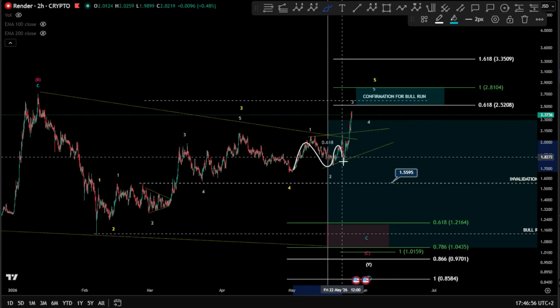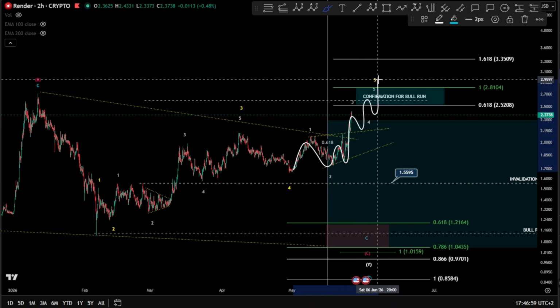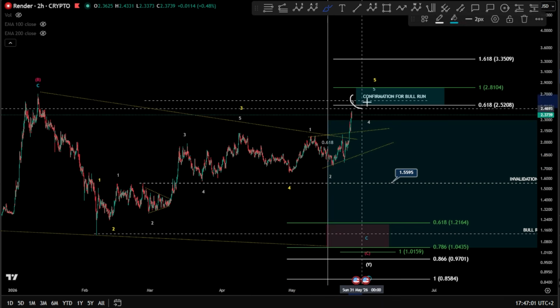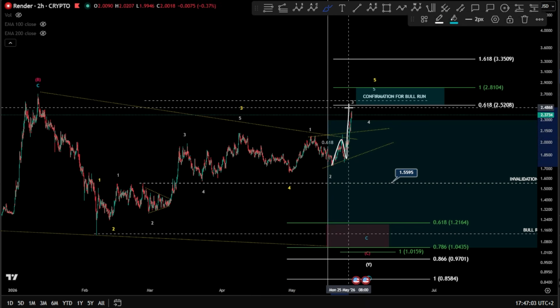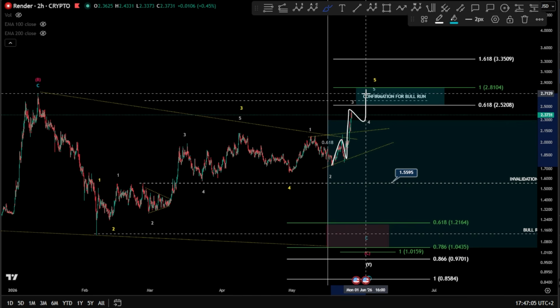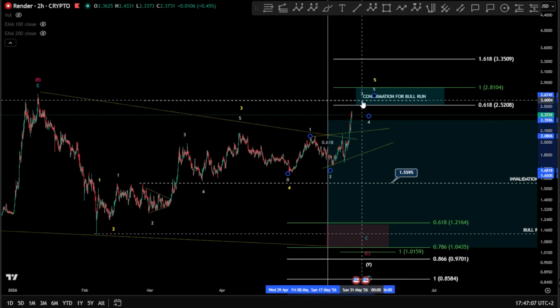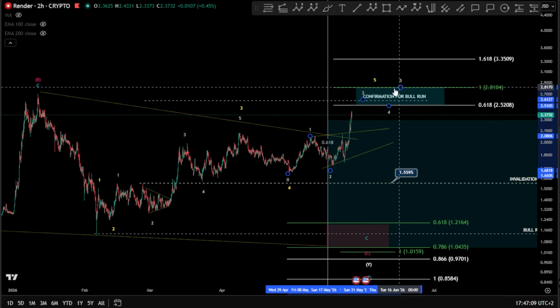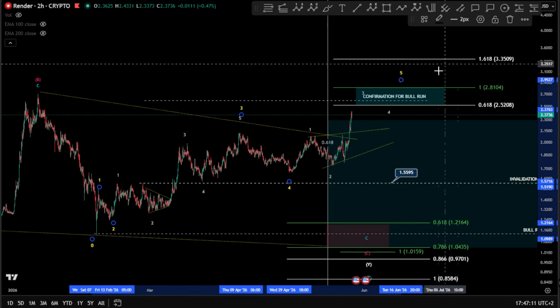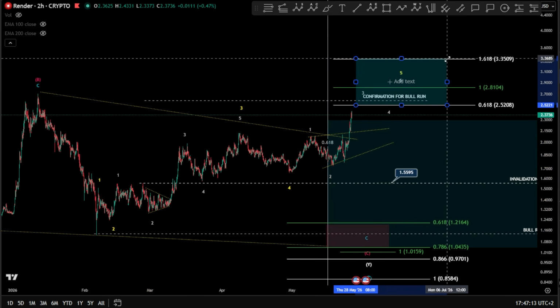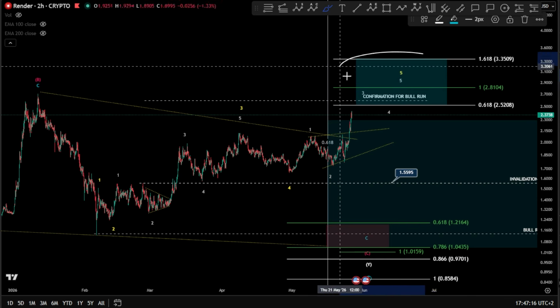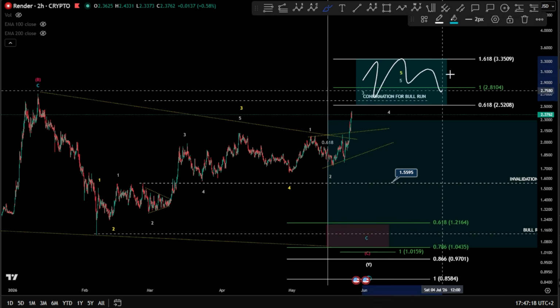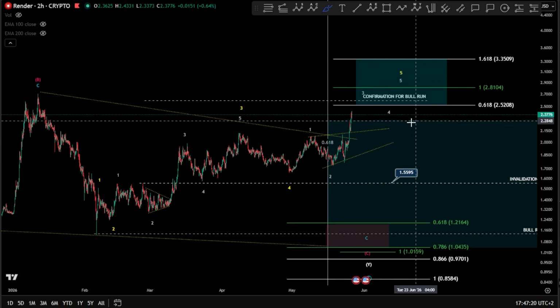So I see a 1, 2, 1, 2, 3, 4 and a 5, 4 and a 5. So this impulse wave 3 is not yet done. Even we have 1, 2, 3, 4, 5 internally to finish, of course, this wave 3. And then having 4 and a 5, of course, 4 and a 5 again. And that means that there is a very likely high probability here even to reach this area between $3.3 and $2.8, guys. So very interesting.